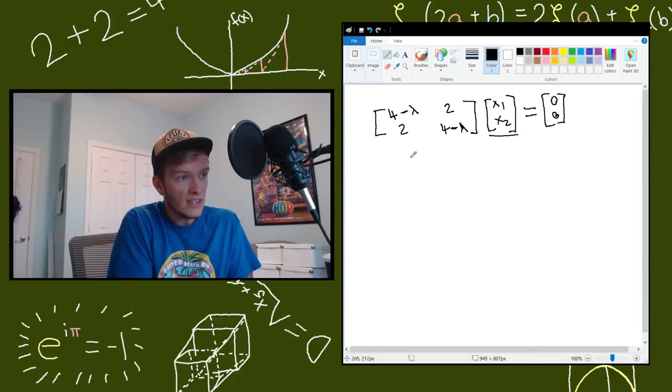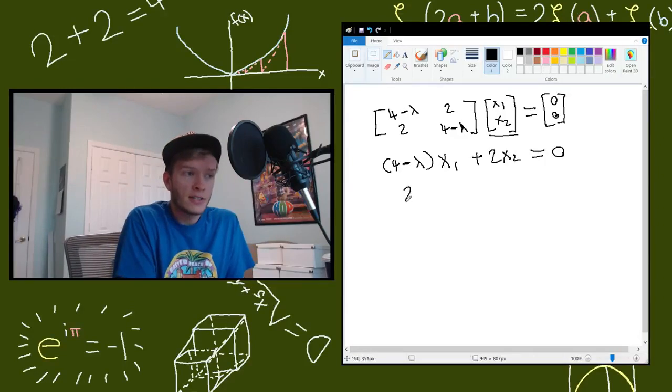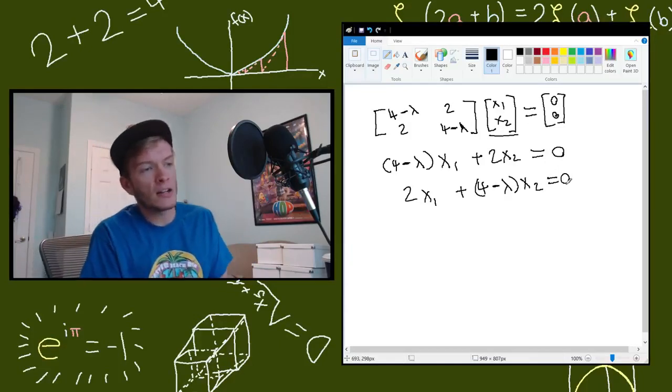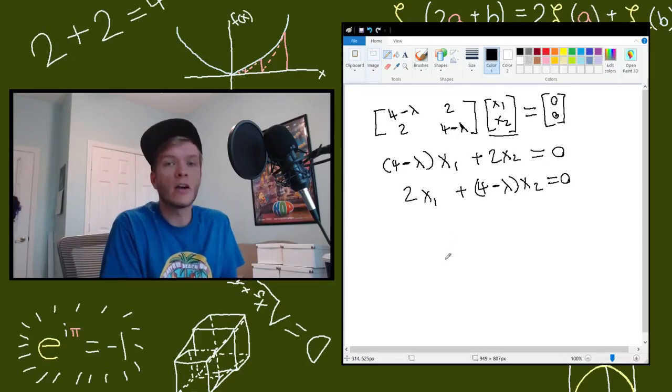So if we multiply these two equations, then we're going to get (4 minus lambda) times x1 plus 2x2 is equal to 0. So that's our first equation. And then our second equation is going to be 2x1 plus (4 minus lambda) x2 is equal to 0. Now something odd is going to happen when we start plugging things in, and you'll see that as we do this. So let's plug in our first eigenvalue.